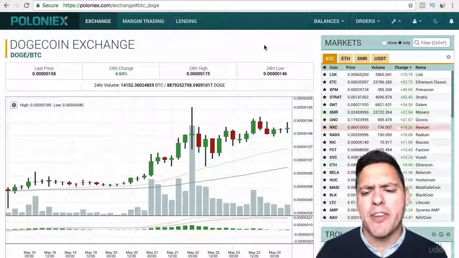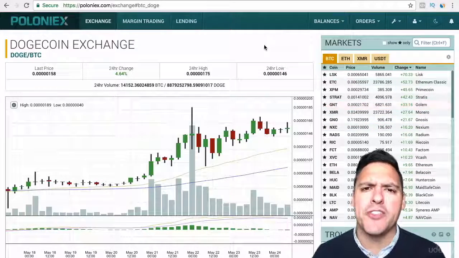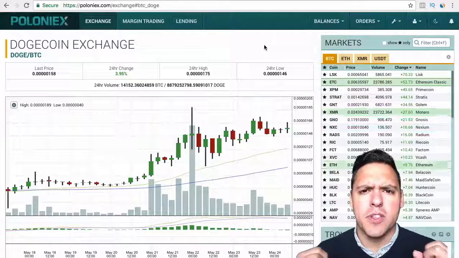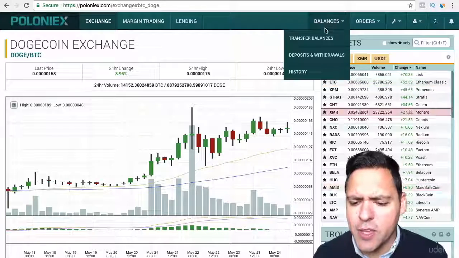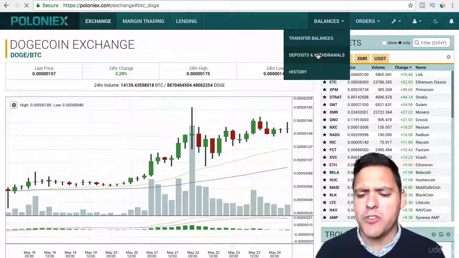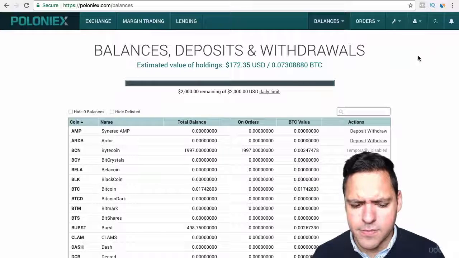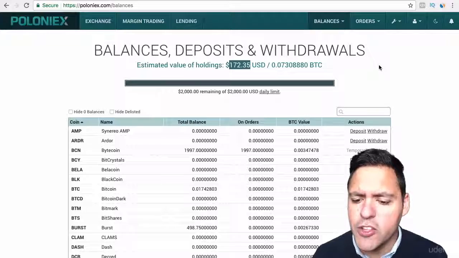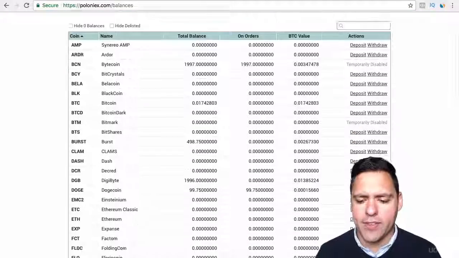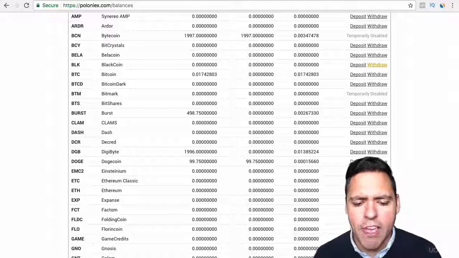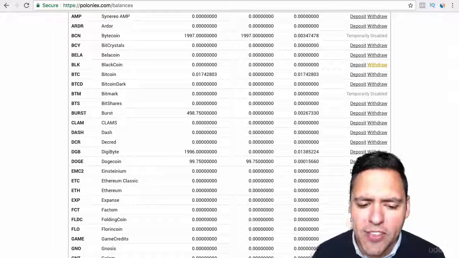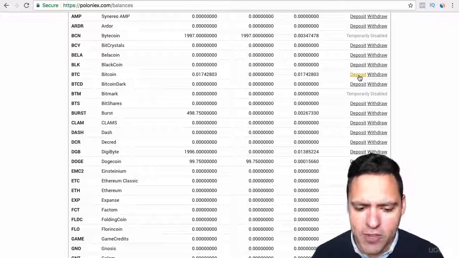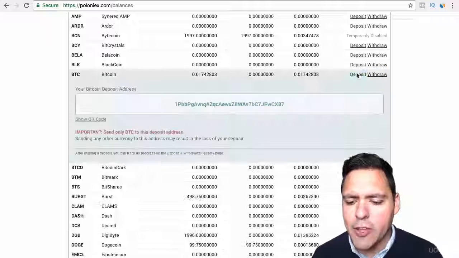Okay, so now I'm going to cover exactly how you transfer your money from your wallet into the exchange. You have to go to deposits and withdrawals. As you can see right now, I have $172 in Poloniex. If you want to deposit some Bitcoin into Poloniex, you have to go to deposit. Go down to where it says Bitcoin and go to deposit.